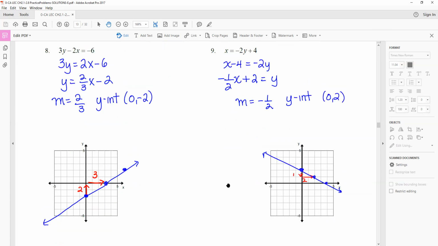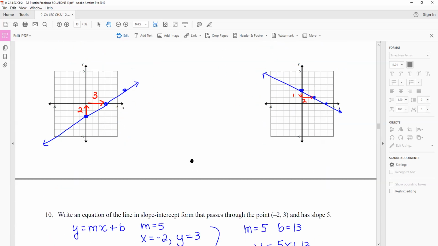Here are the graphs of those two equations. You can see from the y-intercept of 0, -2, up 2 over 3, and in this case, up 1 over 2, or down 1 over 2. The negative in front of the x dictates that this line must go downward left to right.